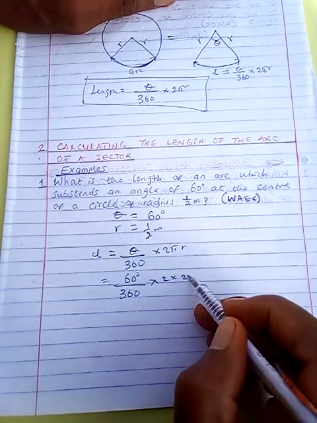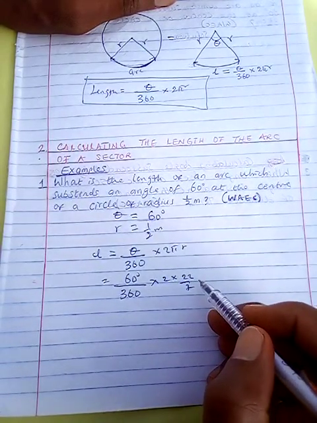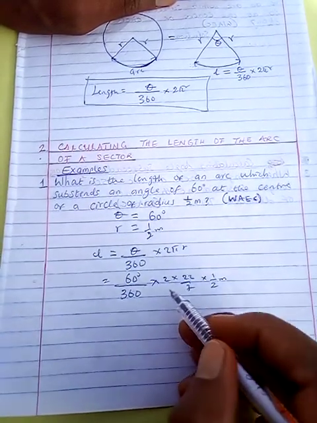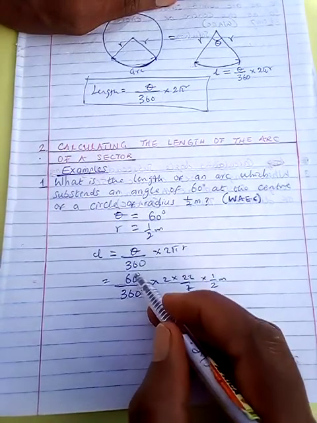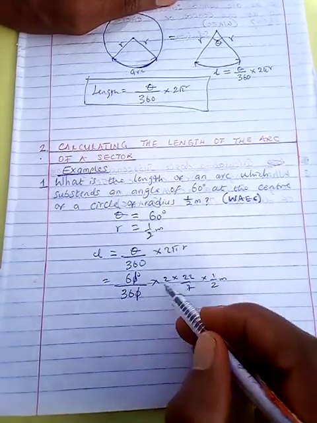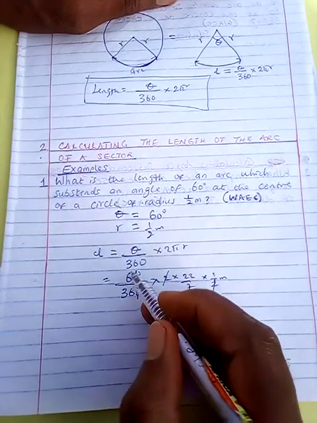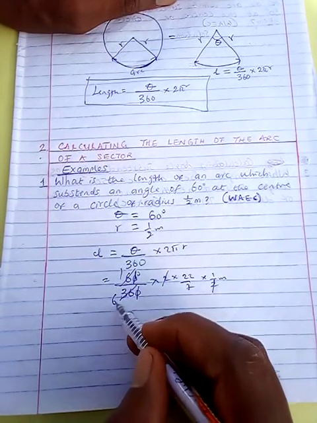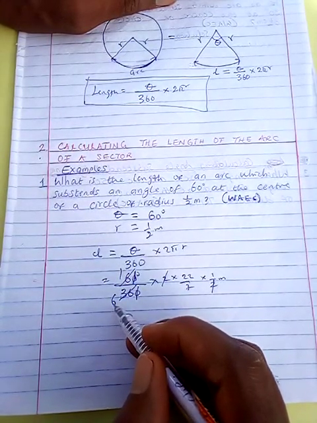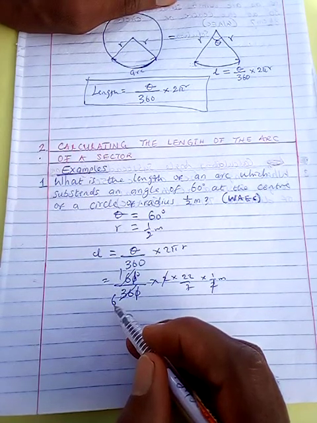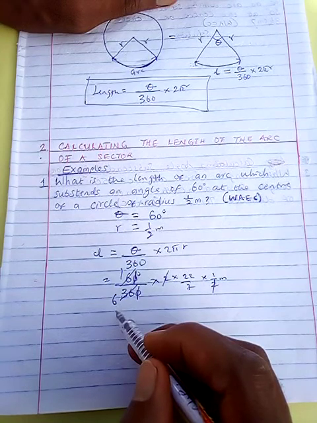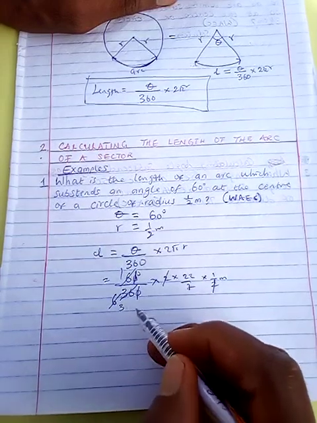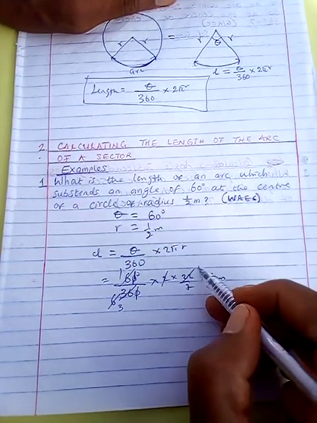We can use 22 over 7 as our pi, times the radius, which is half meter. At this stage, we can simplify to make it easier for ourselves. 0 goes with 0, 2 here can go with this 2, and then 6 can go into this number. 6 into 6 is 1, and 6 into 36 is 6. And then we can also simplify this 6 here: 6 into 6 is 1, 2 into 6 is 3, and 2 into 22 is 11.